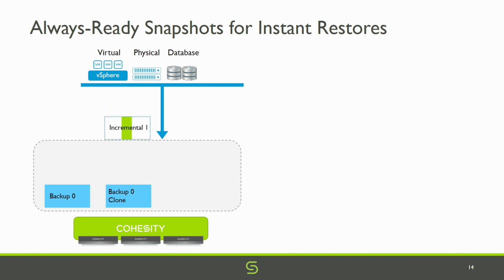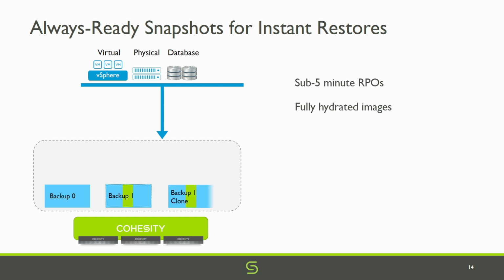And then we're going to grab the incremental changes. We do change block tracking with the vSphere APIs or different mechanisms based on what you're backing up. We're going to take the changes and we're going to combine them with the clone of the first full backup. And so what you're going to end up with is a completely hydrated image on the Cohesity file system. Right? So both backup 0 and backup 1 are fully hydrated images. They're space efficient because in backup 1 we're only keeping the deltas, but because of the way we're doing the snaps and the clones on the file system, everything is instantly available.